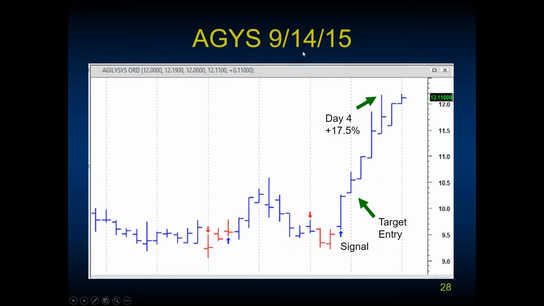Here's another one from September, AGS, and again, it's almost always the same type of trade. But remember, this was the goal. The goal was to find trades like this, trades that move up quickly within a couple of days. And it's all about these two indicators giving us the power to find these trends.